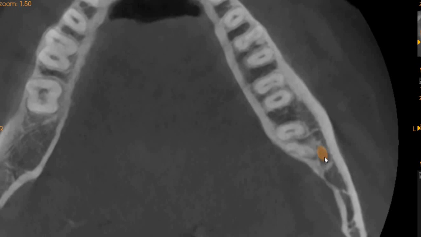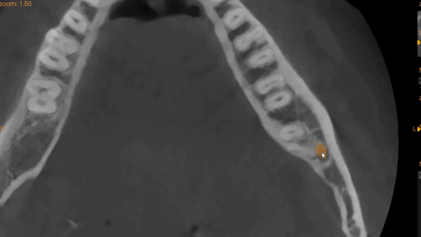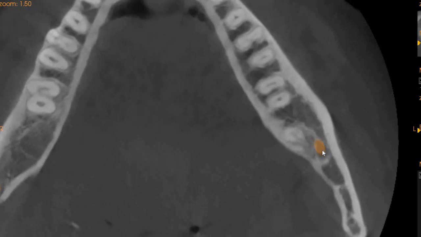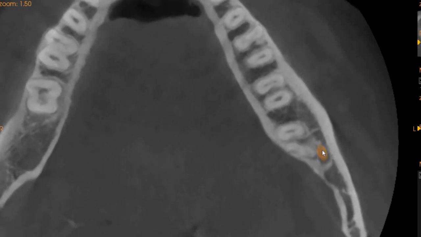On the axial view, we can see this is the inferior alveolar nerve. It is very buccal to the wisdom tooth, but it is very closely associated. There's absolutely no distance or bone present between the roots of the lower left wisdom and the inferior alveolar nerve. So this is the CBCT.